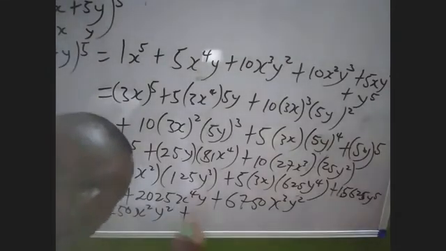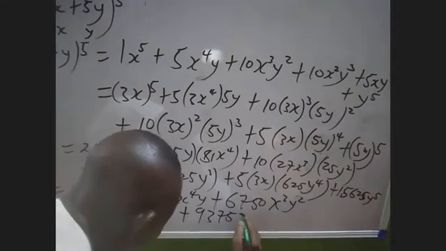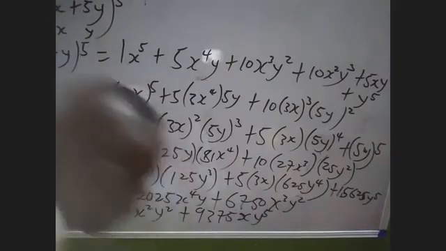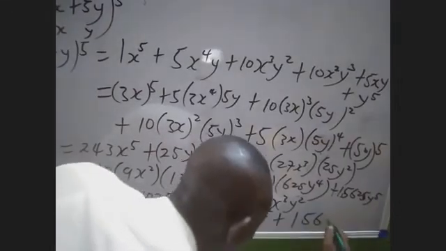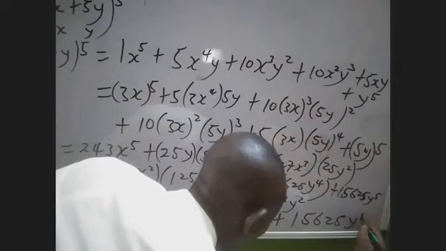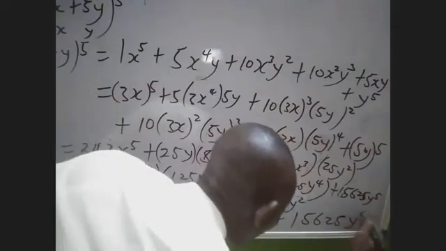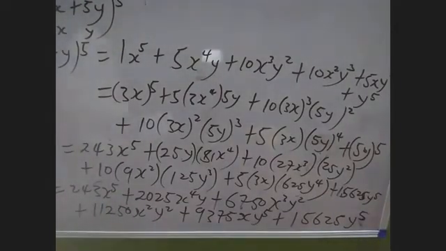Plus 9,375 s, then y raised to the power of 4, then finally plus 15,625 y raised to the power of 5. So this will be the final expansion. So write it down.